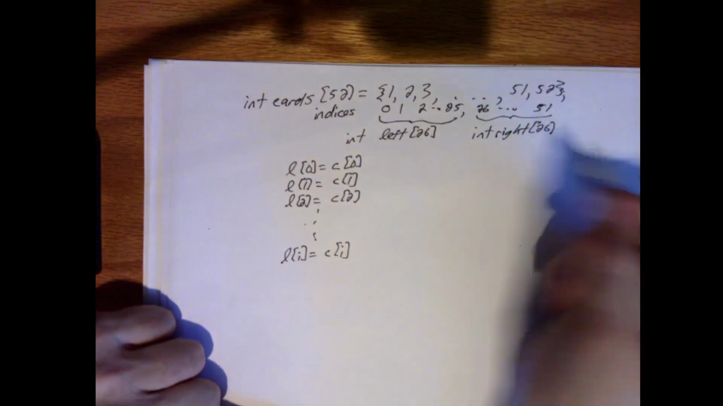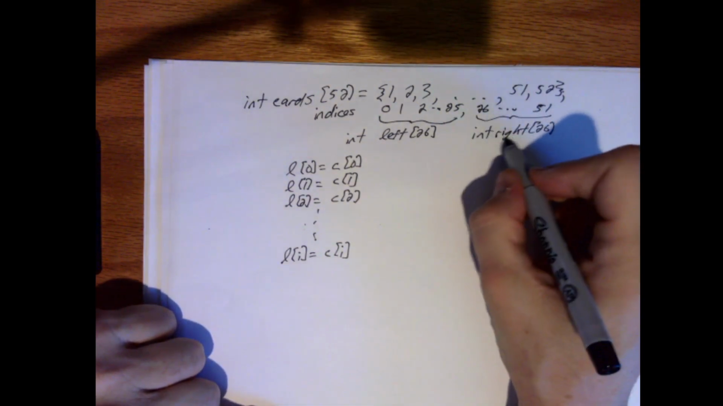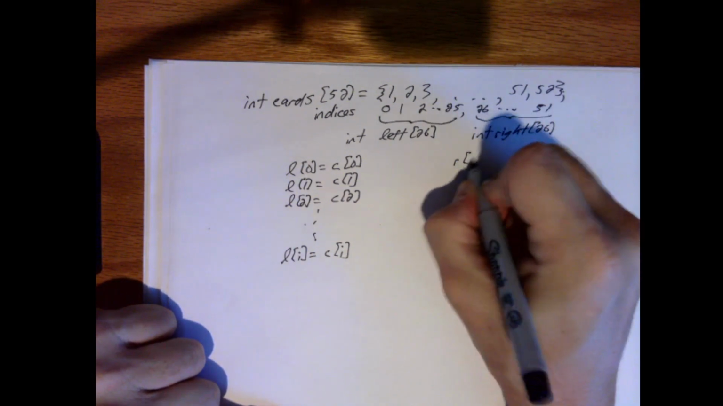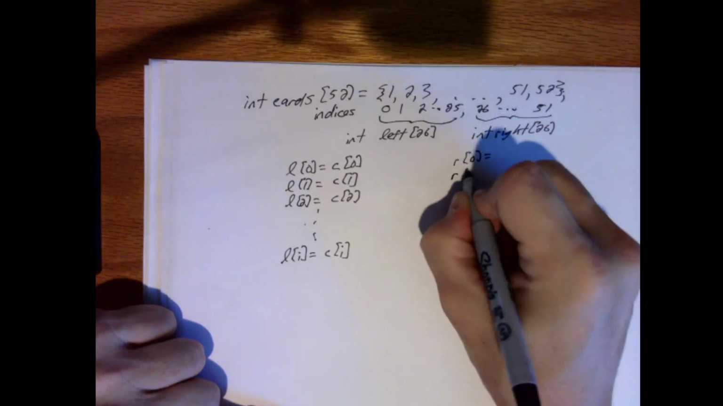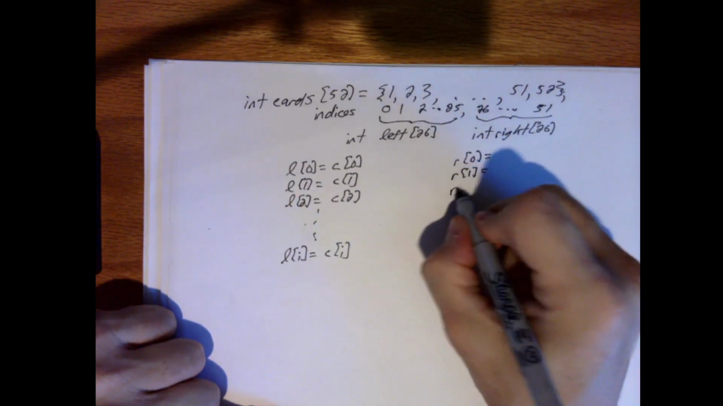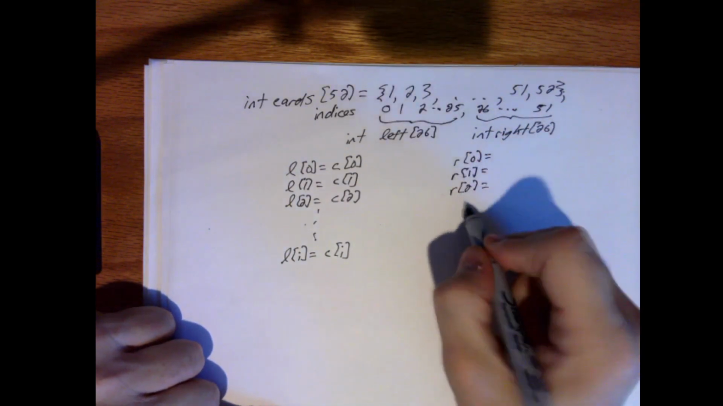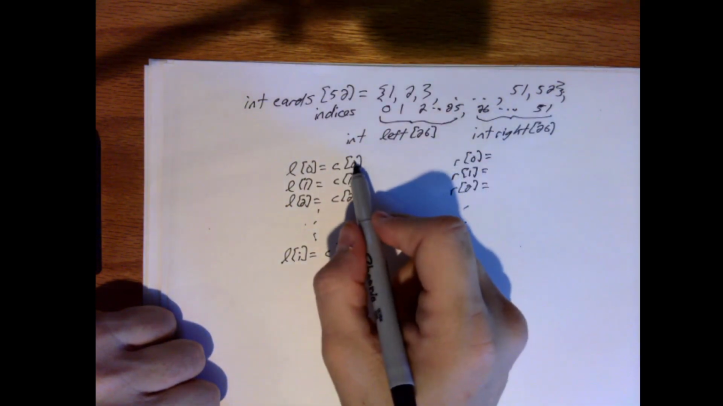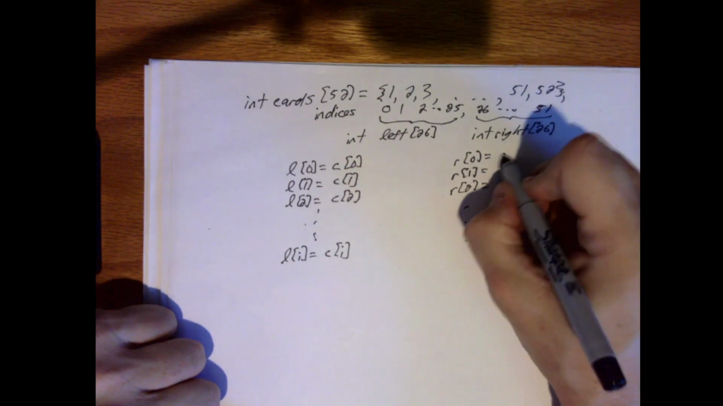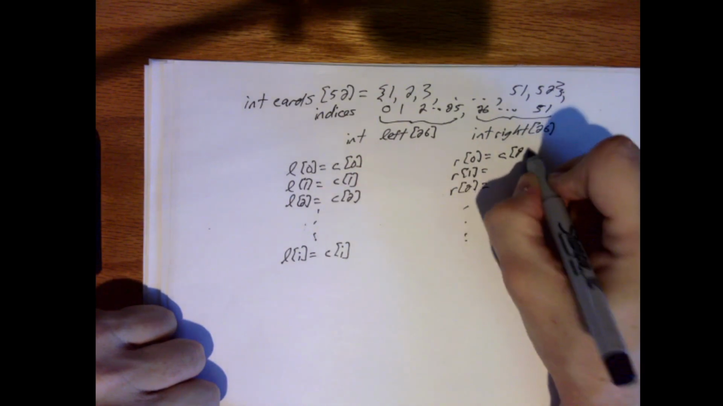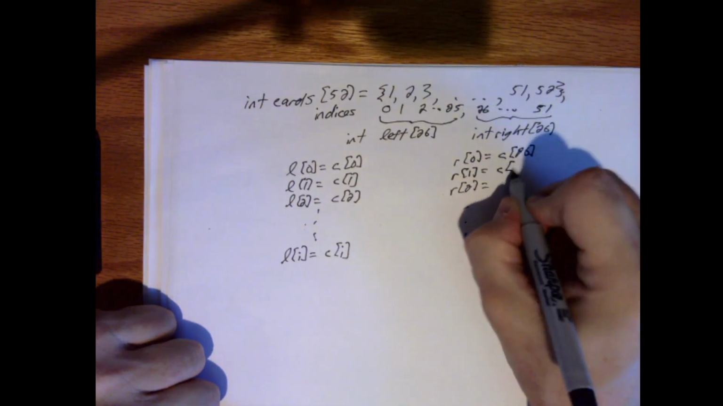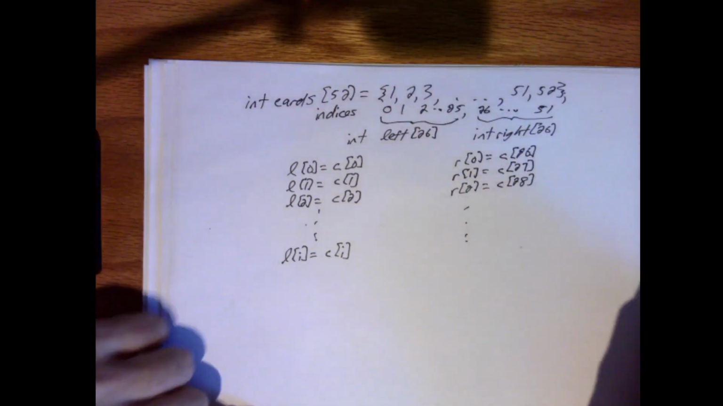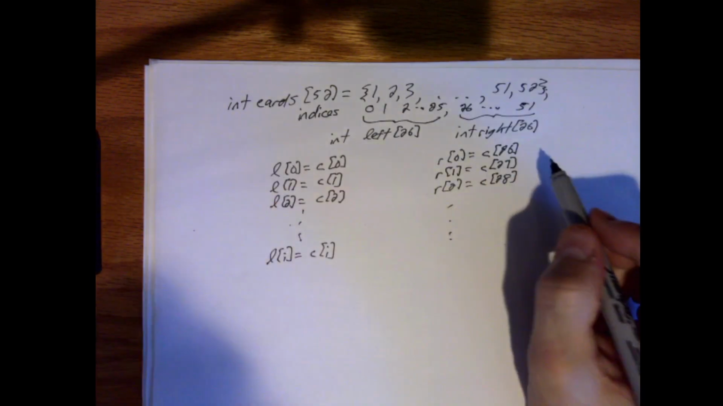What about for the right? Well, the indices in the right array will also be from 0 to 25. So I need to have R0 equals something. R1 equals something, R2 equals something, all the way down. But what's that something? Well, this went from indices 0 to 25, so this needs to start at index 26, which makes this index 27, which makes this index 28.